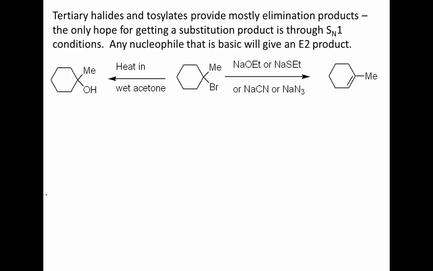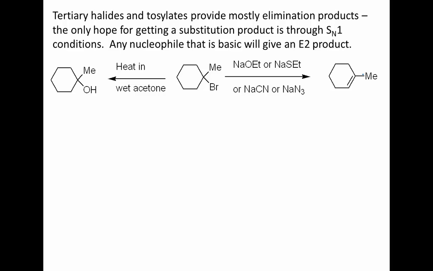For tertiary halides and tosylates, we're going to produce mostly the elimination products. The only hope you have for getting a substitution product is to use SN1 conditions, i.e. use a really poor nucleophile. A nucleophile that has any degree of basicity is going to give us an E2 product. So in this equation, we see that almost all of the nucleophiles that we look at are going to give the elimination product. The only hope of getting substitution products is to conduct an SN1 reaction.